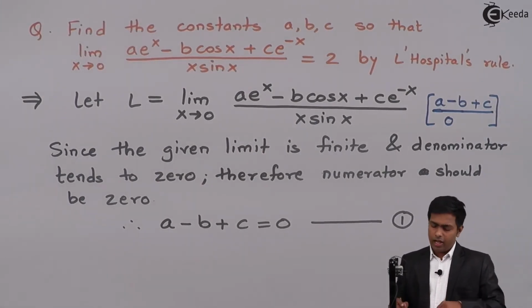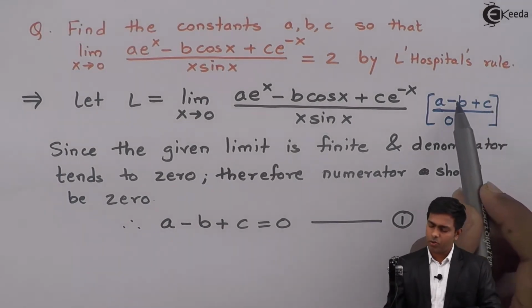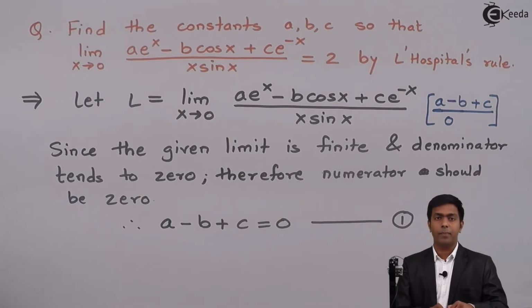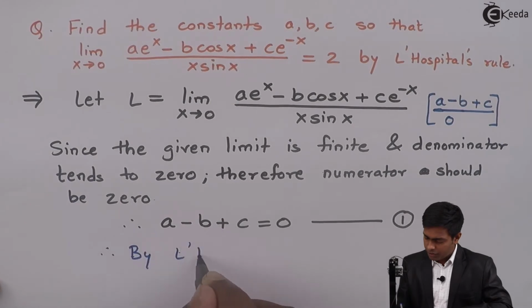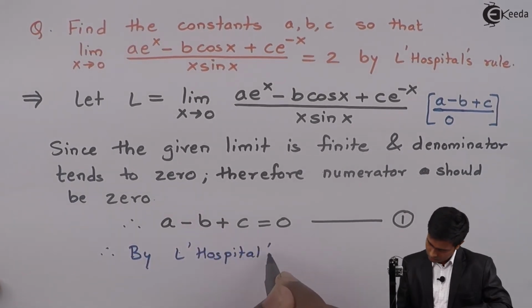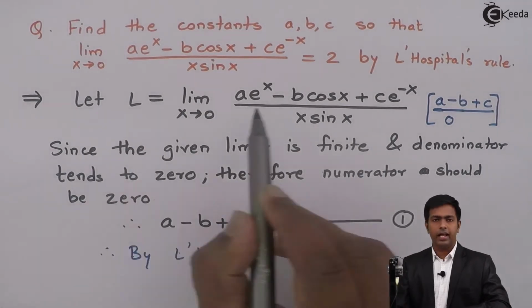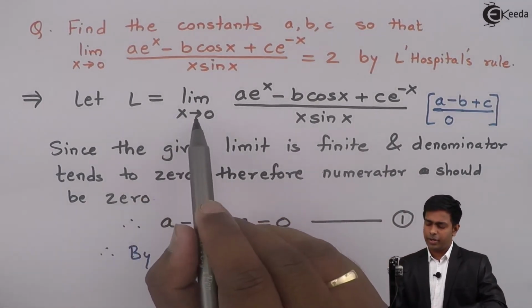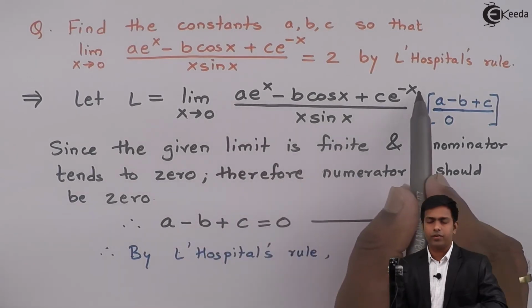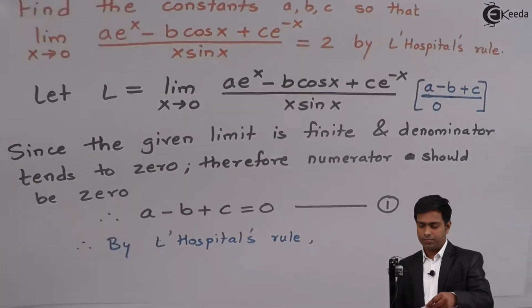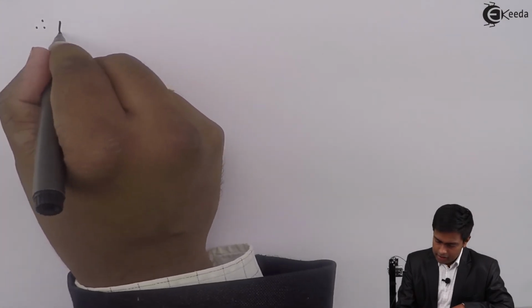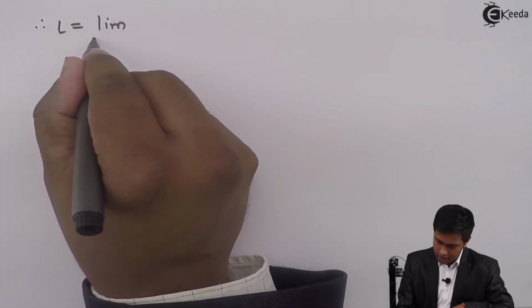Now, as we are saying that the numerator must be 0, this will become 0 upon 0, and when we get 0 upon 0, we apply L'Hopital's rule. So, therefore, by L'Hopital's rule, on this L we will get L equal to the limit as x tends to 0. Now, here we will find the derivative of the numerator as well as the derivative of the denominator.